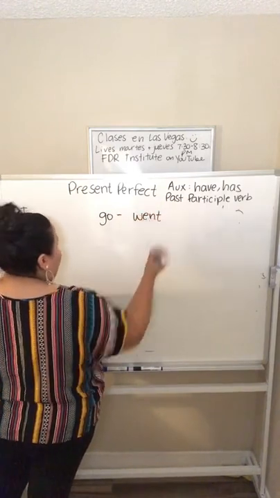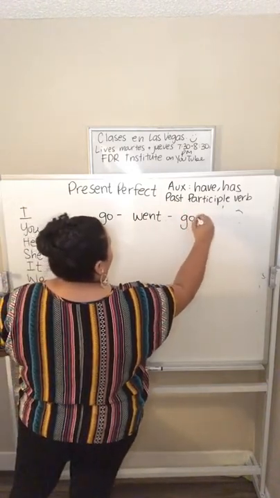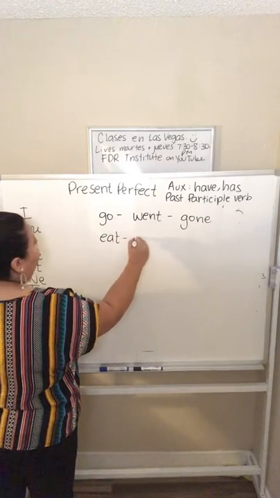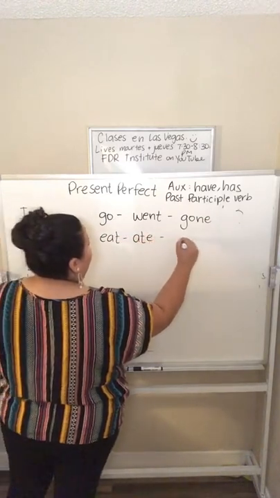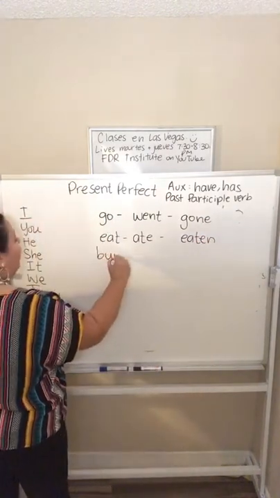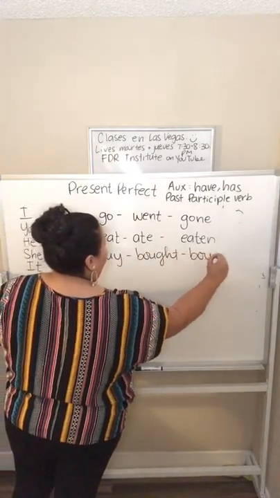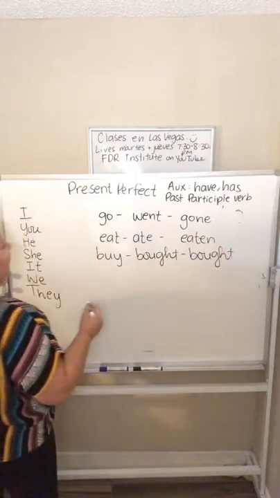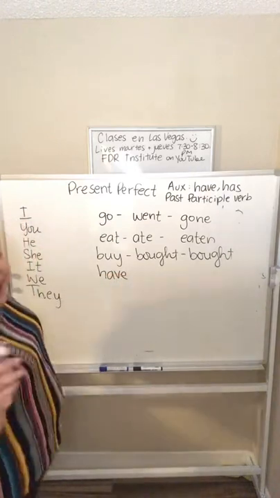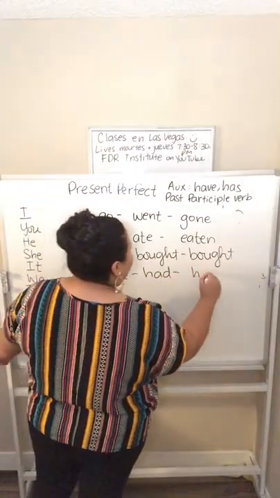Go, en pasado es went. So, fui, I went. Pero el pasado participio es gone. Eat, en pasado es ate. Pero en pasado participio es eaten. Buy, comprar. En pasado y pasado participio es bought. All right? Let's do have. Have es el verbo tener aquí. En pasado es had. Y en pasado participio también es had.